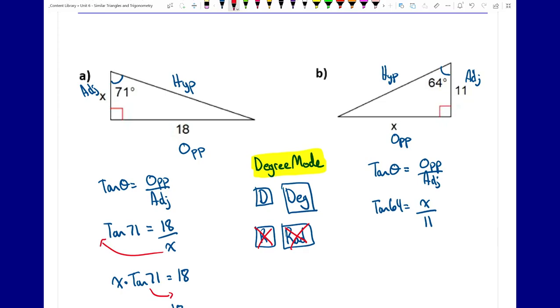Now in this case, a little bit less work because I can just bring the 11 up and multiply. So I have 11 times tan 64 is equal to x, right? Because our whole goal is to solve for x. And we get 22.55, or we'll say 22.6 equals x.